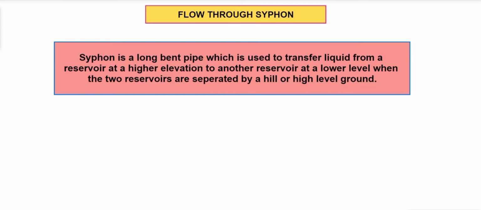Transfer the liquid from a reservoir which is at higher elevation to a reservoir which is at a lower level, and both of these reservoirs are separated by a hill or a high level ground, then that long bent pipe that we are using, that is known as siphon.